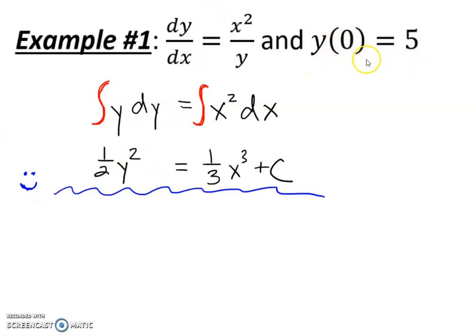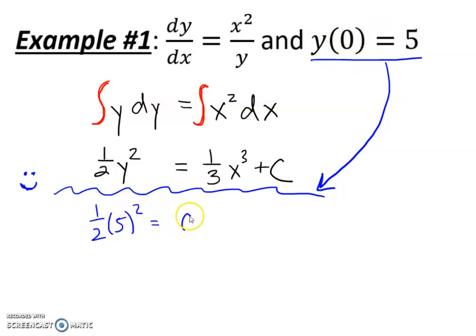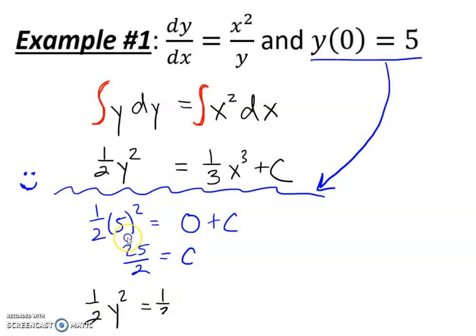Now, it is really up to you when you do that, but I'm going to recommend you do it now. You don't have to, but I'm going to recommend that. If you put this in now, you'll get 1/2 times 5 squared is equal to 0, because x is 0, plus c. So c is equal to 25 halves. You could write 12.5 if you wanted. I'm going to come over here. What we have now is 1/2 y squared is equal to 1/3 x cubed plus 25 halves. Trust me, it was easier to do it there than it will be later.